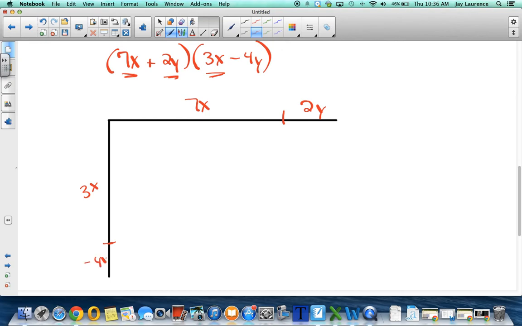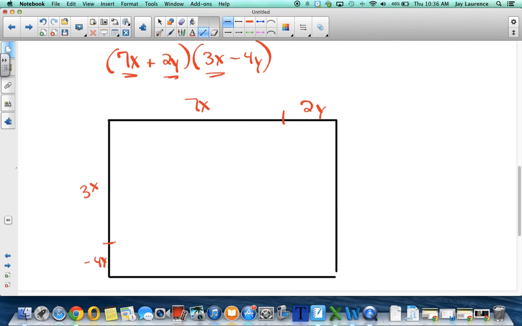Now, it might bother some of you that we're getting a negative area. We're just doing this for a conceptual understanding of how to multiply these. In reality, you couldn't have a negative area. We'll talk about that more later. It's just to help us build an understanding.